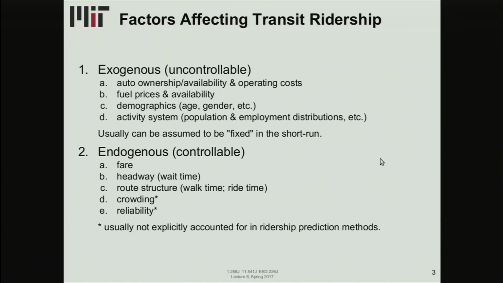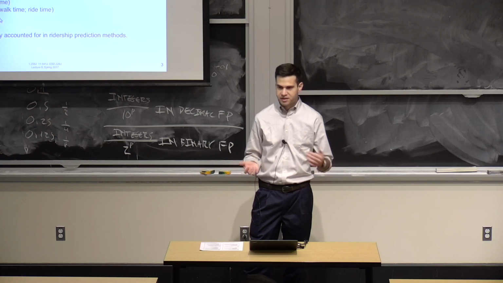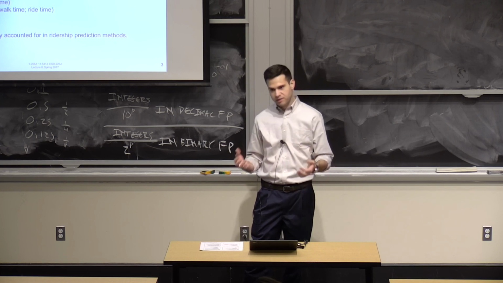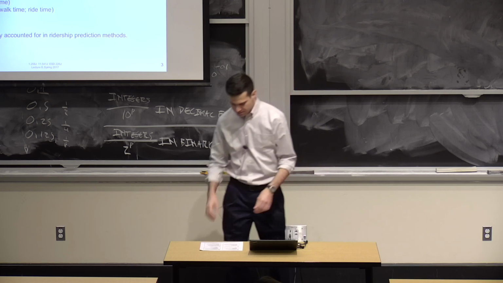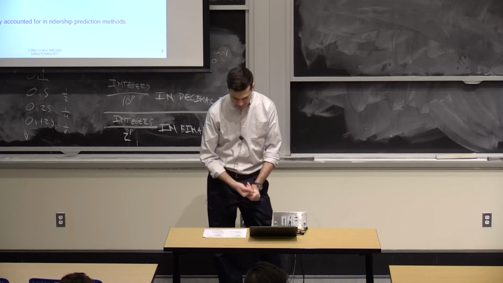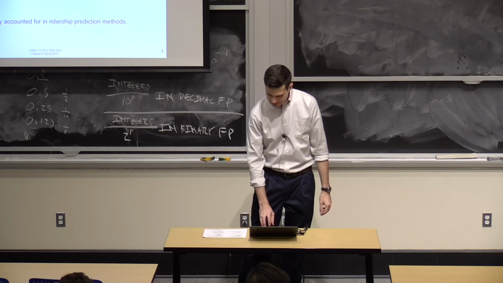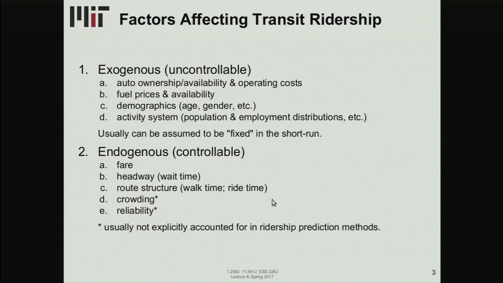And then there's endogenous factors, right? And these are the ones that an agency can control. So fare, the headway, which relates to how much people have to wait for service, route structure, which relates to the walking time, access and egress times, and the ride time. And then there's crowding and reliability. So obviously if we change frequency, we might change crowding, and also reliability through cycle time and available recovery time, as we've seen in previous lectures. So crowding is interesting because as crowding increases, that makes transit less comfortable, right?